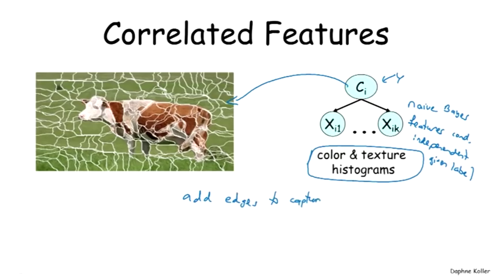Well, that turns out to be really hard, because once you start doing non-trivial features, figuring out how they're correlated is hard. And furthermore, even trying to put in these correlations gives rise to densely connected models, if I start putting in all these edges between these features.